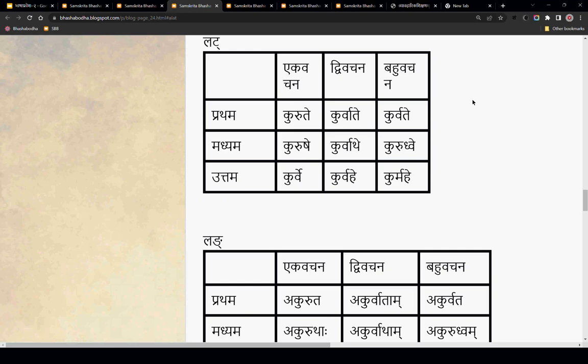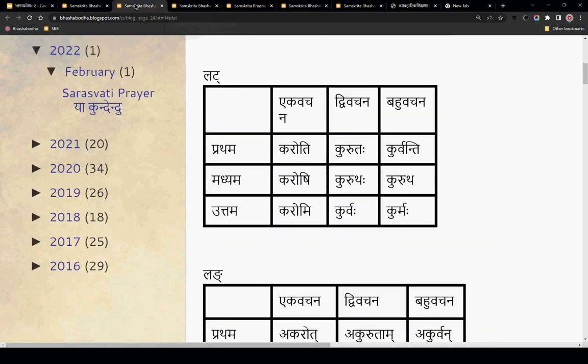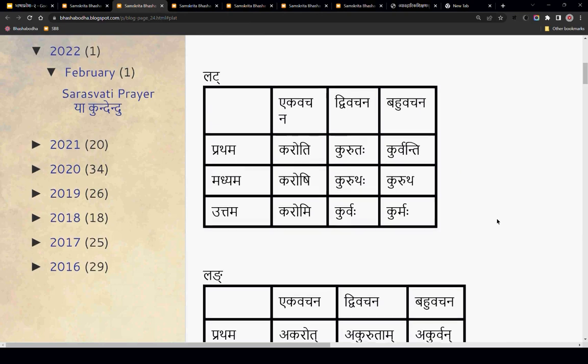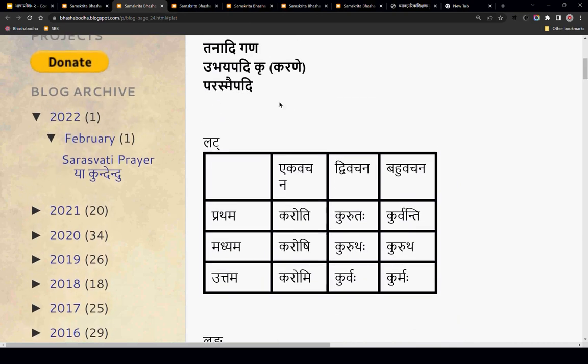Parasmaipada is a type of kriya pada. So if we are using those forms, then we use these kinds of forms. When we want to say we are doing the work, for we it is vayam only. Vayam karyam kurmah, using the parasmaipada form of kru dhatu.